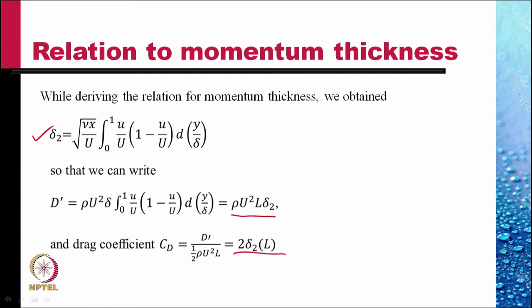That is the importance of momentum thickness: the deficit created in the momentum flow because of the velocity profile in the boundary layer.